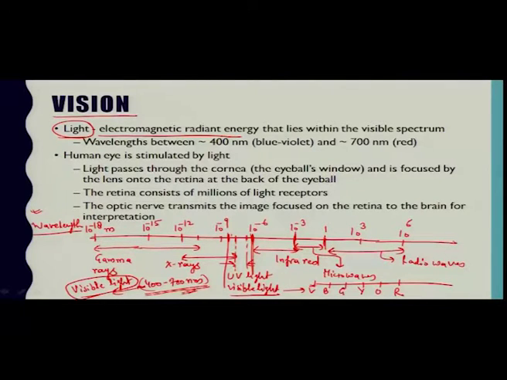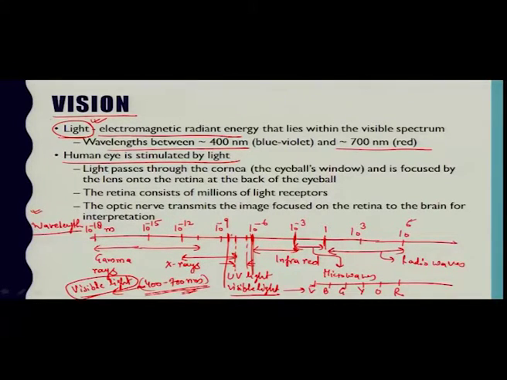So this is the complete electromagnetic spectrum, in which I have tried to represent all possible radiations that are available, but only that portion of visible light is what we can track, record, or visualize with the help of the naked eye. So now coming back to our discussion on vision, vision is one of the most important of the human senses, and the wavelength range is between 400 nanometer to 700 nanometer, and here the human eye is stimulated by light.